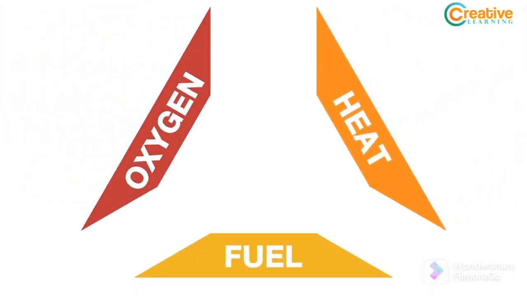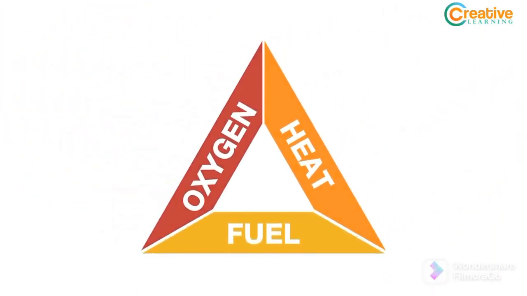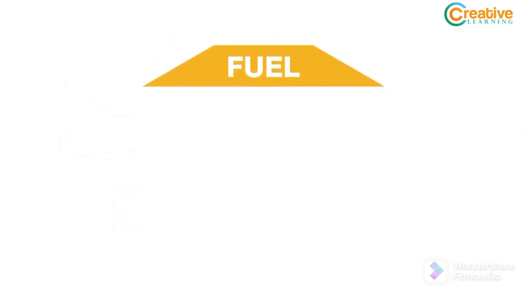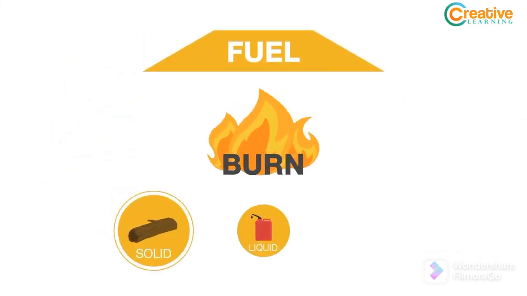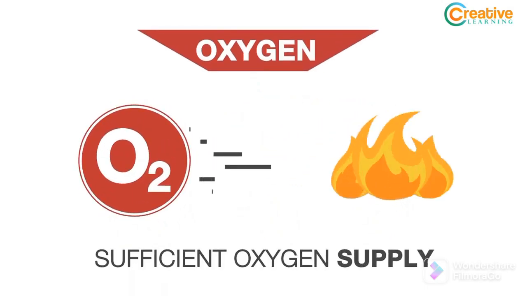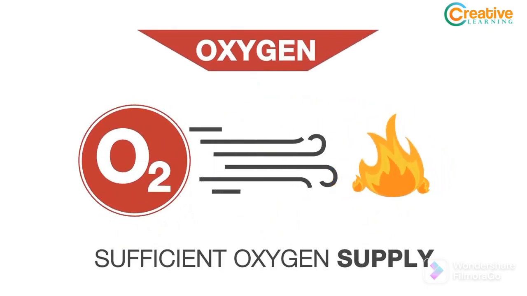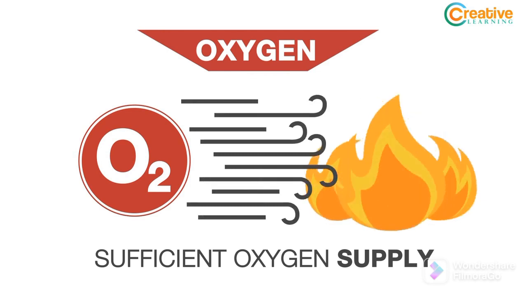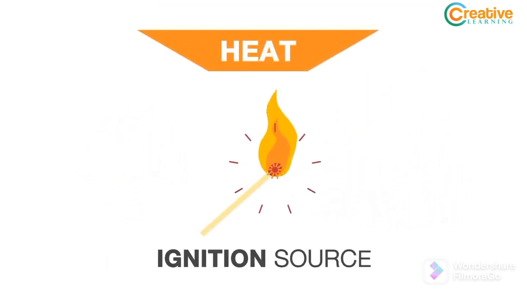For a fire to occur, three elements are necessary. First, a fuel source. Fire needs something to burn, such as a solid, liquid, or gas. Second, an adequate oxygen supply. There needs to be a sufficient supply of oxygen to keep a fire burning. And third, heat or an ignition source, something to start the fire.